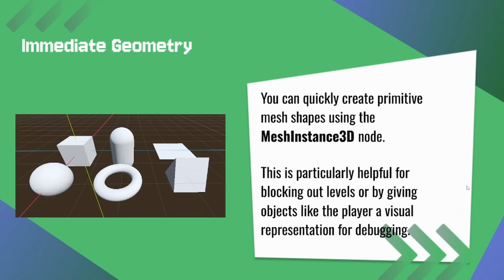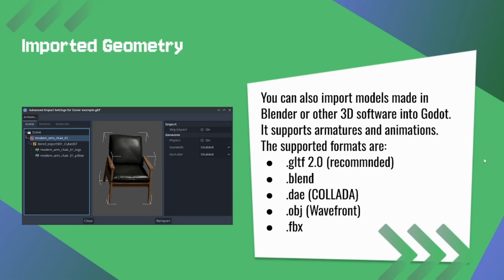Okay. As you saw earlier, you can quickly create primitive mesh shapes using the MeshInstance3D node. This is pretty helpful for blocking out levels or giving objects like the player a visual representation for debugging. You can create a number of different default shapes like cubes, cylinders, planes, etc. There's also something called the CSG node, which I've heard is a little bit better for blocking out levels since it gives default collision. And they're a little bit easier to scale, so I'd recommend looking into those for level blockouts.